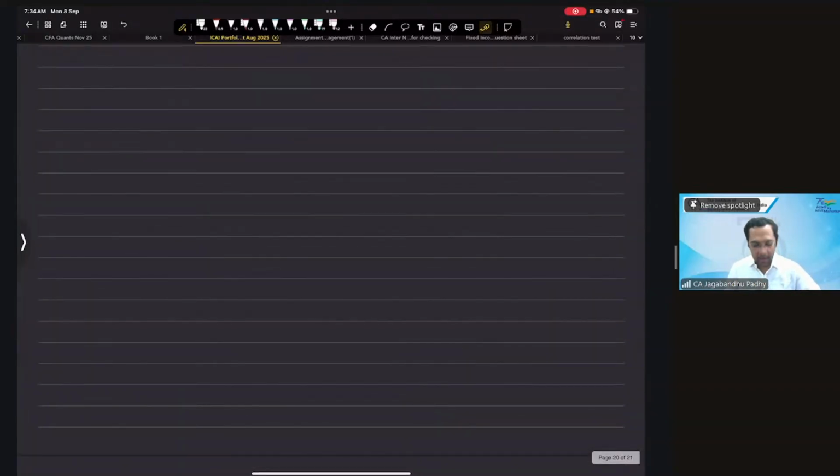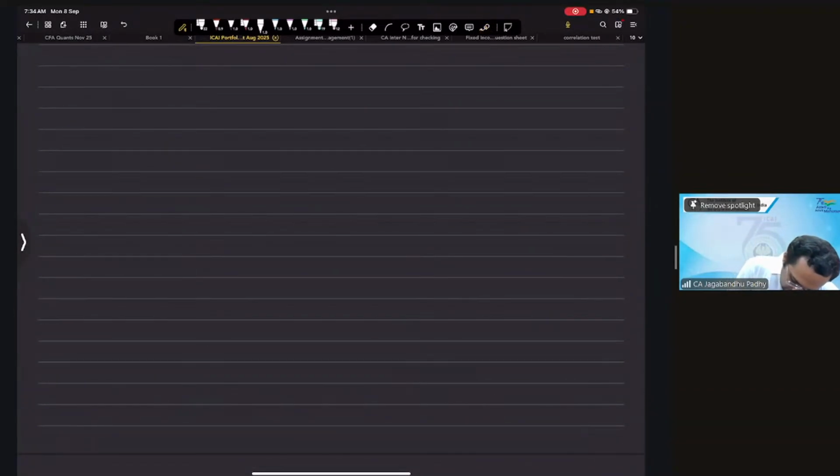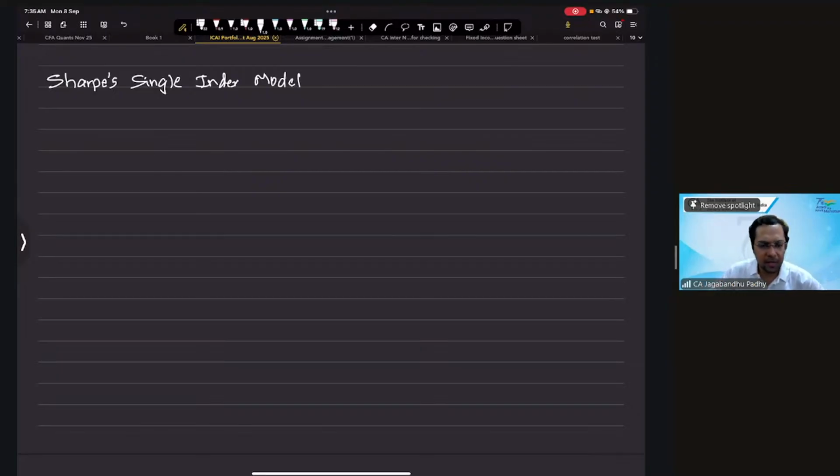The next model that we have is called Sharpe's single index model. In this single index model, we calculate another CML, but it's not the capital market line. It's called the characteristic market line.